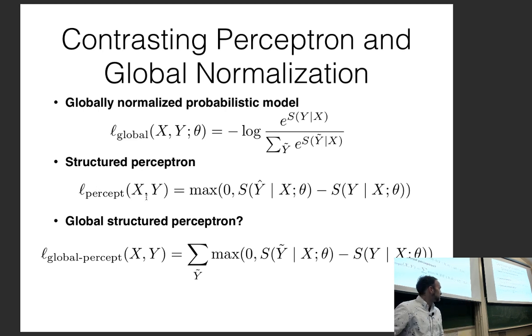So this would basically be saying, I'm going to increase the score of the correct hypothesis and decrease the score of all the other hypotheses. However, this has the same problem, right? We can't enumerate the sum, so we can't actually calculate this in practice. Okay?